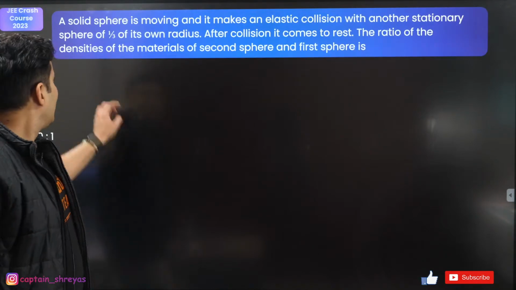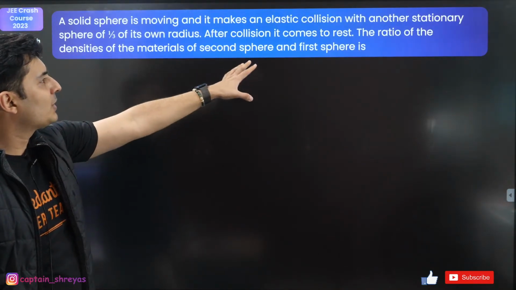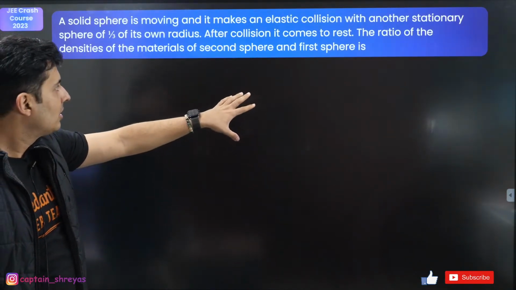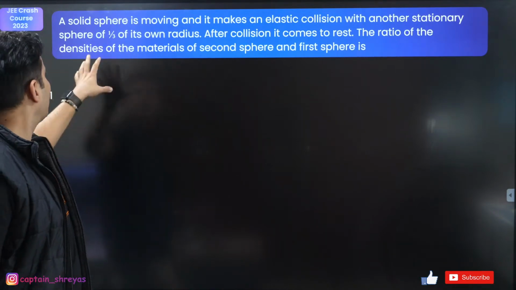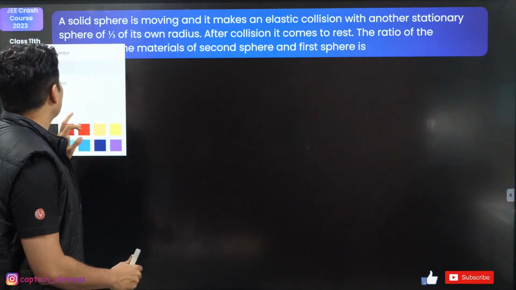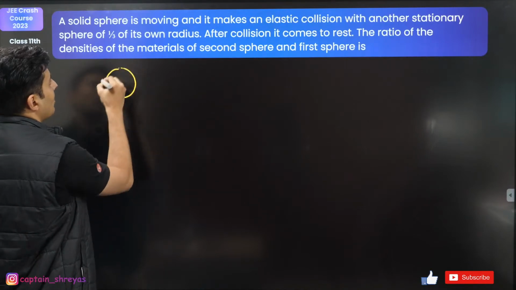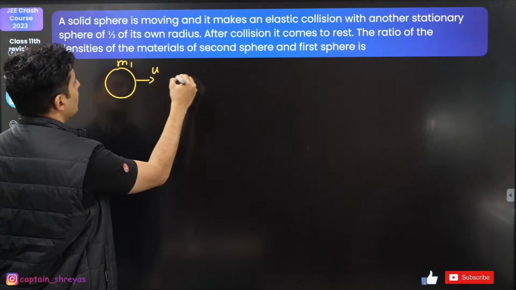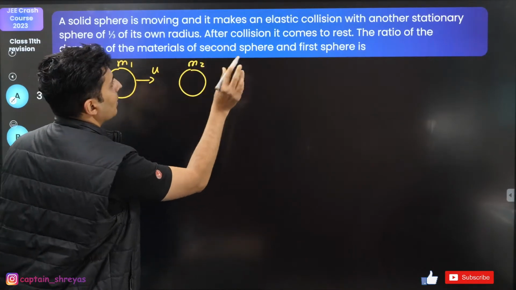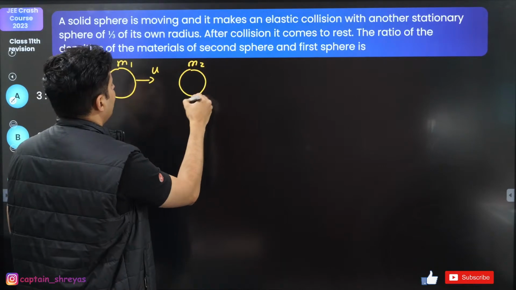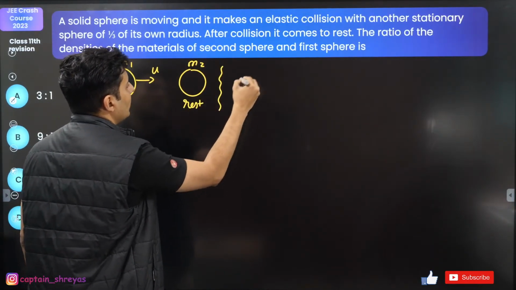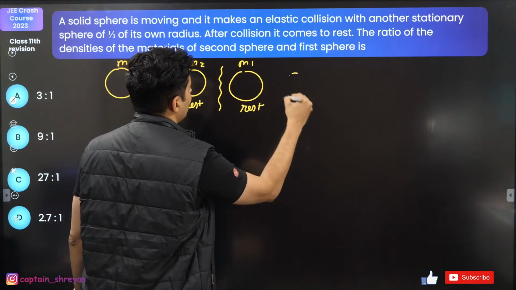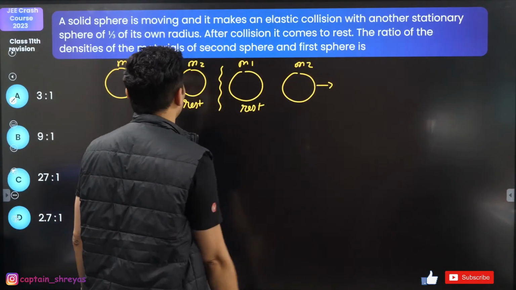Solid sphere is moving, makes an elastic collision with another stationary sphere, 1/3 of its radius. After collision, it comes to rest. Ratio of the densities are? Interesting question. A solid sphere moving, let's say mass is m1, moving with certain speed, let's say u, collides with another mass, 1/3 the radius, that is at rest. After the collision, this mass m1 comes to rest and the other mass m2 begins to move.